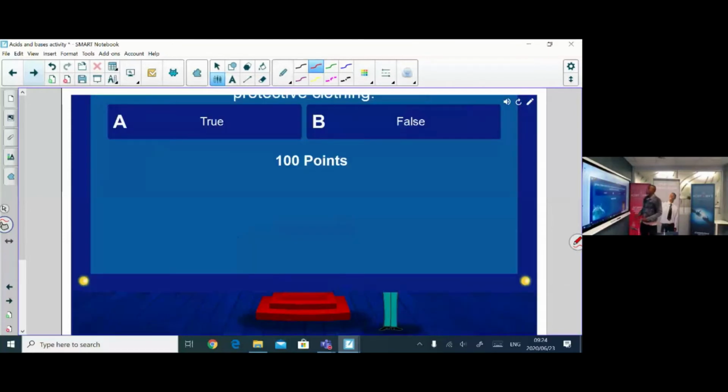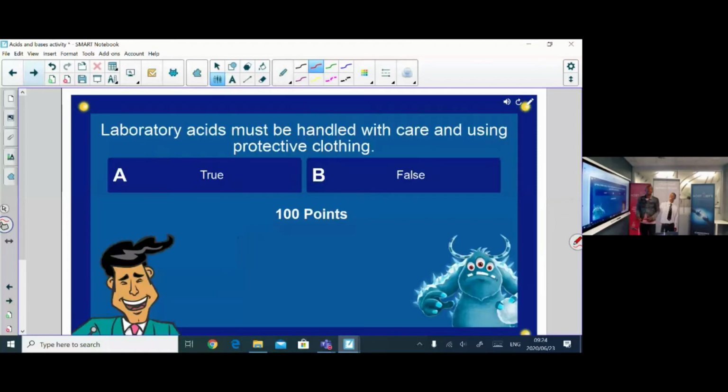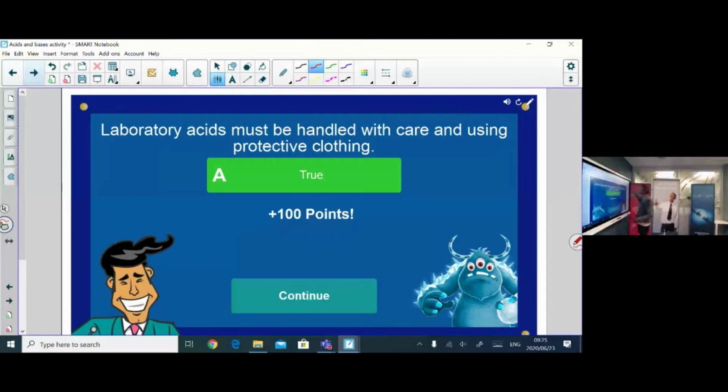Laboratory acids must be handled with care using protective equipment. Laboratory substances should be handled with care, and you should be wearing protective gear in order to use them. So very true.